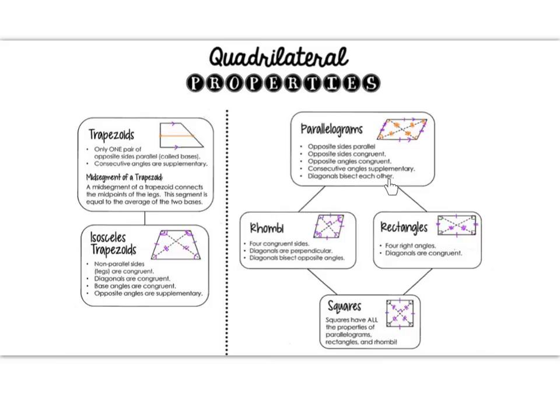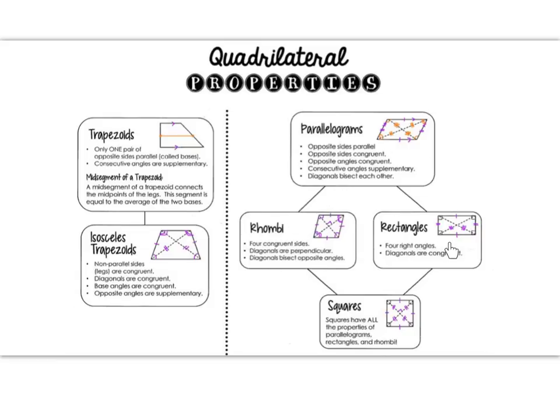Then we went and learned about rectangles. Rectangles have all the properties of parallelograms, and we know that the four angles are right angles, and that the diagonals are congruent. Then we learned about rhombi and squares. Rhombi have four congruent sides, as well as all the properties of parallelograms. The diagonals are perpendicular, and diagonals bisect opposite angles. And we learned about squares, and we know that squares have all the properties of parallelograms, rhombi, and rectangles.